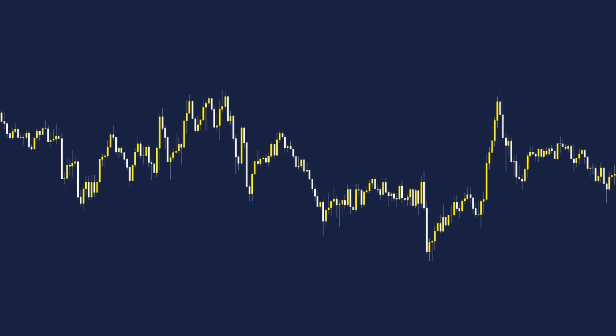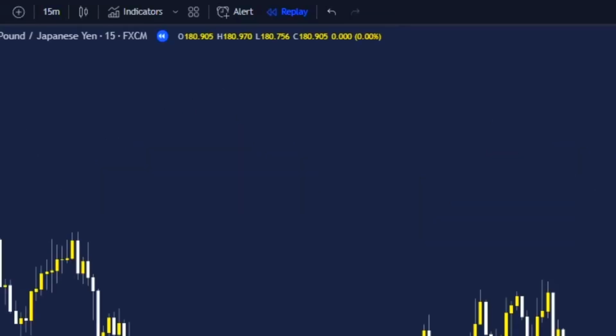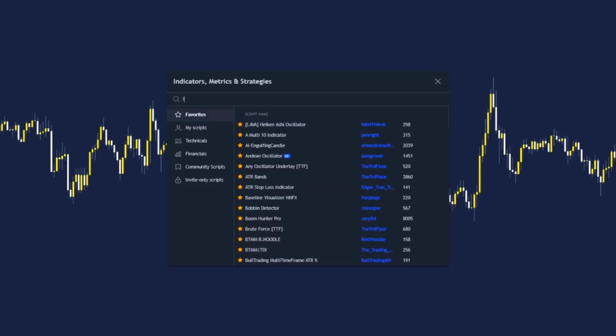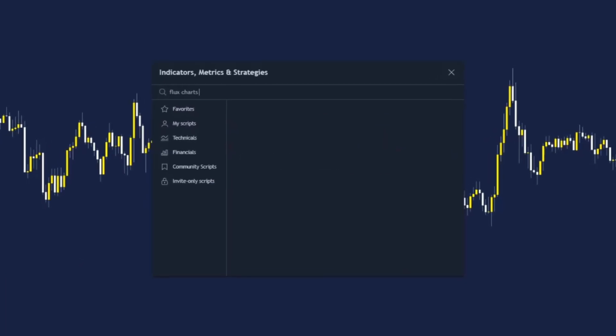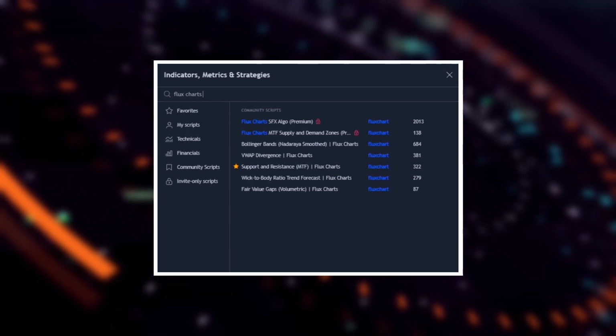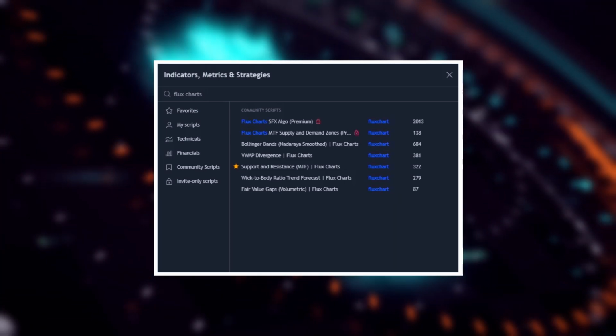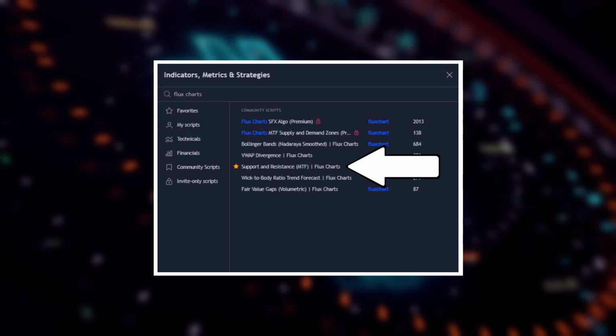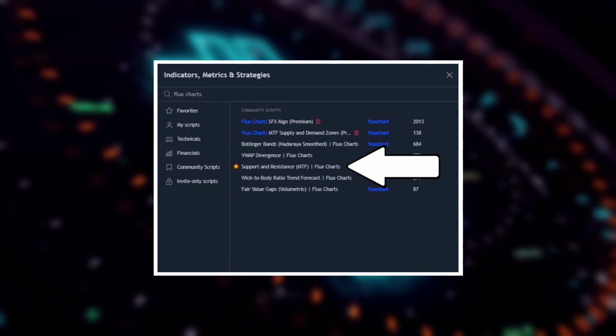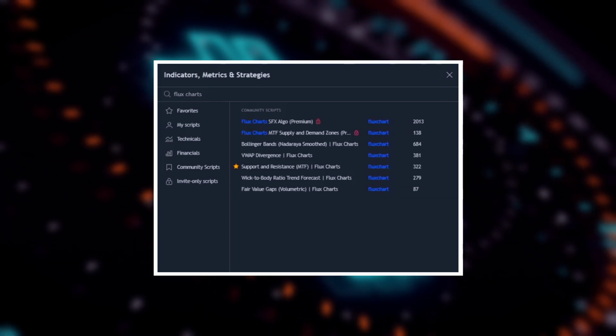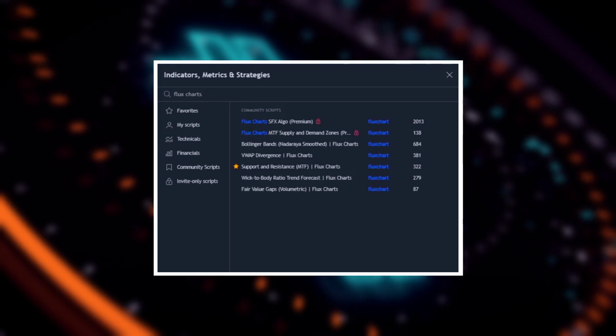Okay, so make sure you're on TradingView.com. I am currently on the 15-minute time frame, and the first thing we're going to want to do is head up to indicators. Now, the easiest way to find this indicator is to type in Flux Charts, and right here you can see we have the support and resistance indicator by Flux Charts. Add this indicator to your chart, and now let's get into the settings.